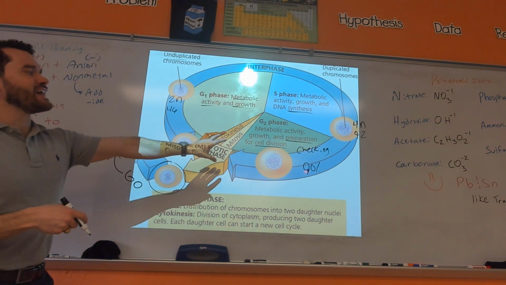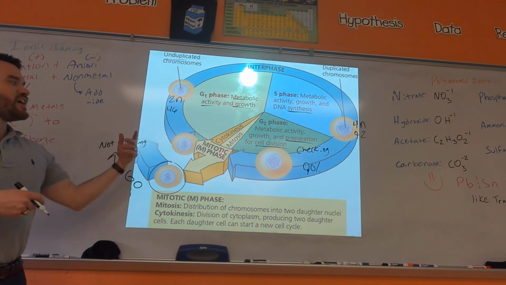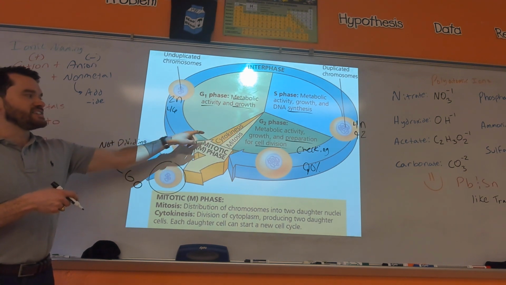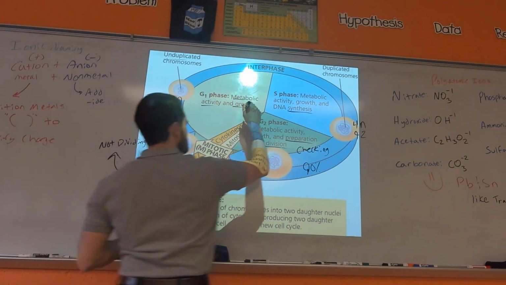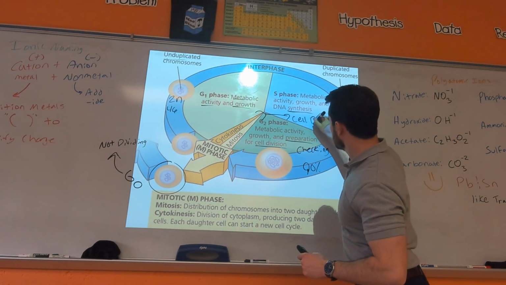Anyways, so checking happens in G2, and then the M phase. So then we're going to move into two parts. This is cell division here. These two phases here, that is cell division.